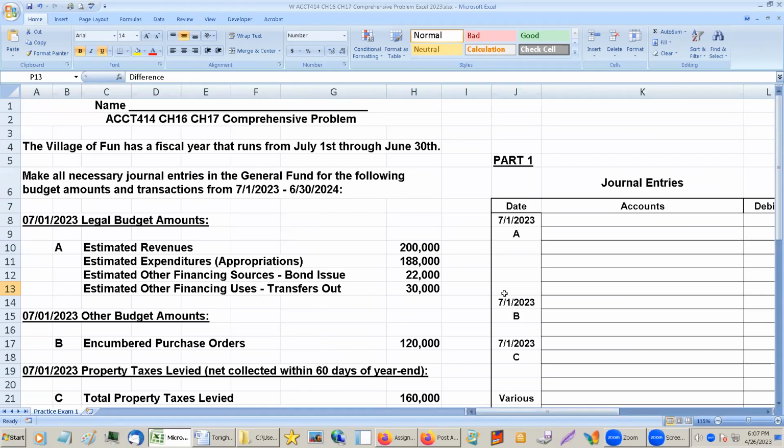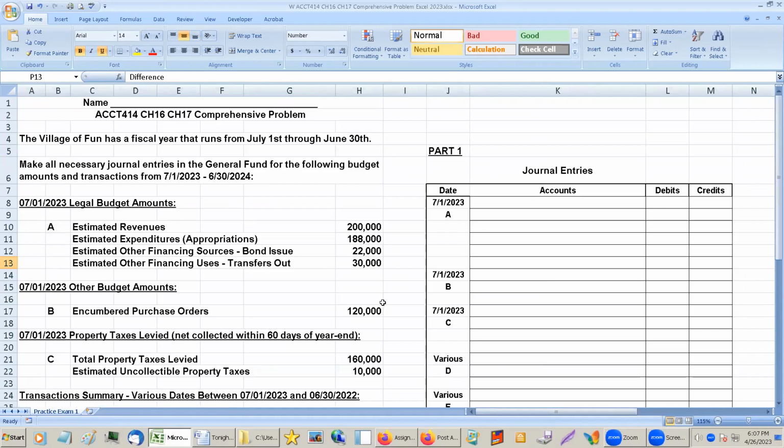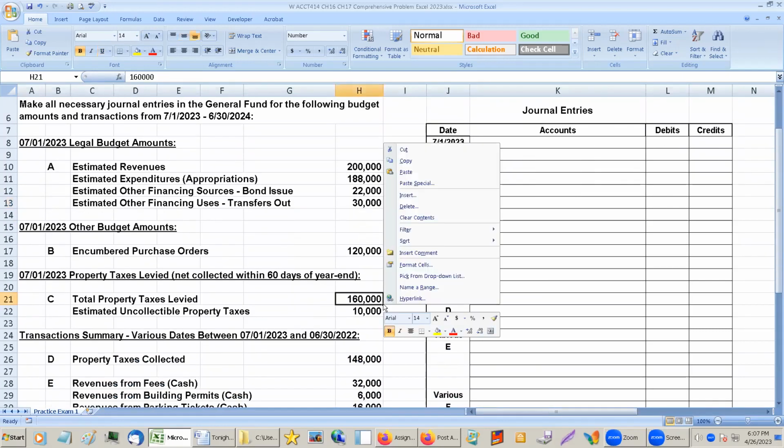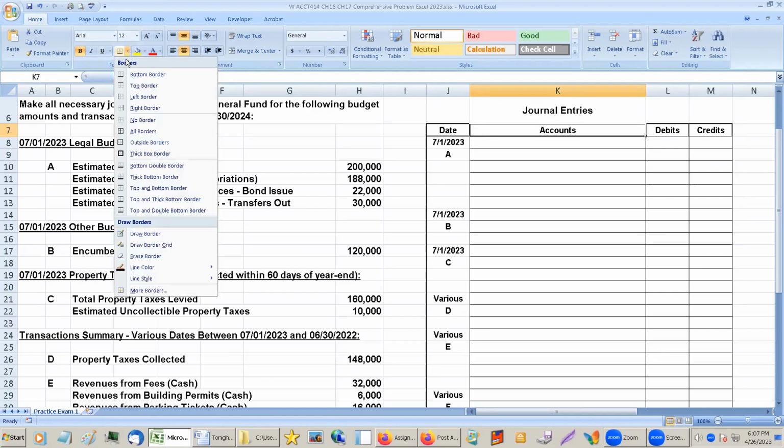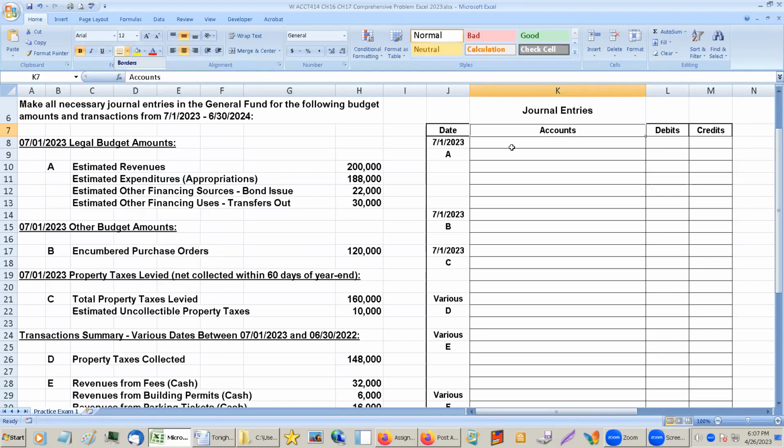Okay, so I'm going to shrink this maybe a little bit. Is that too small? I don't know if that's too small for you guys. That's good. Okay. I'm just going to try to get these on one page.